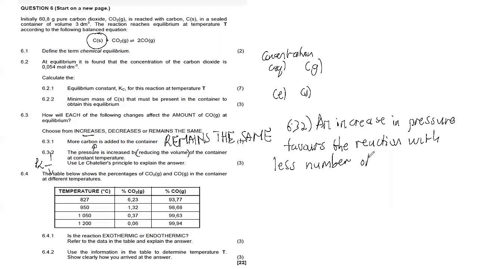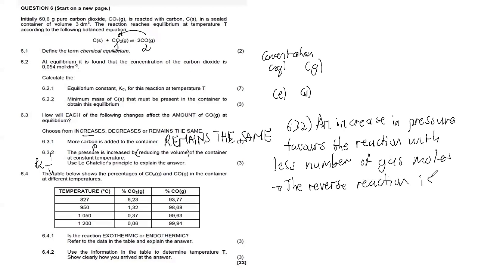With less number of gas moles. Now, if we go back here and try to find our sum of coefficients for the gas molecules, we're not going to take the coefficient for this one because it's a solid. So we only have one, the coefficient of carbon dioxide. And then on the right-hand side or product side, we have two. So based on this, we can see that the reaction that will have to be favored is the reverse reaction, because less number of gas moles is produced on the reactant side. So we then say the reverse reaction is favored.